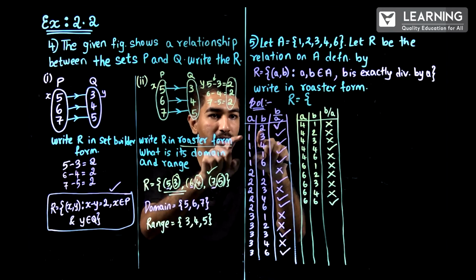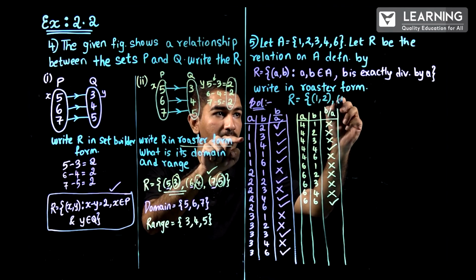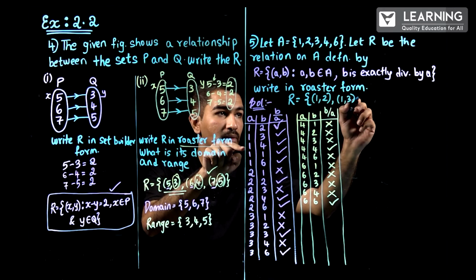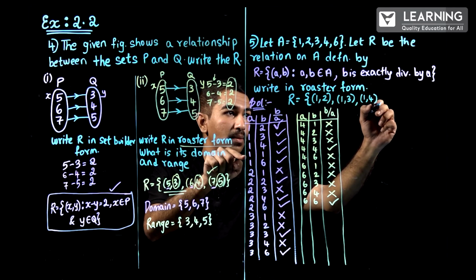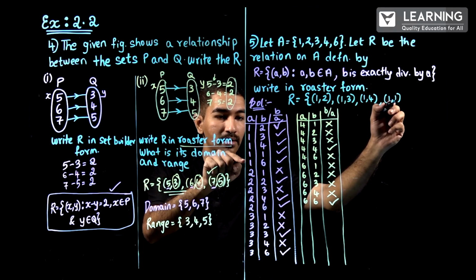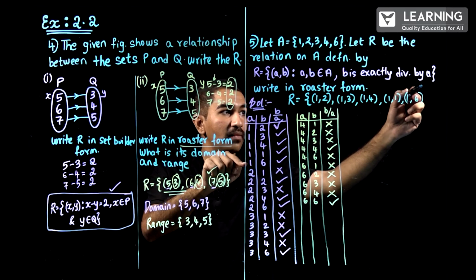So write those ordered pairs. So this is what? 1,2, comma, 1,3, 1,4, 1,1, 1,6. Okay, are we ending this here?